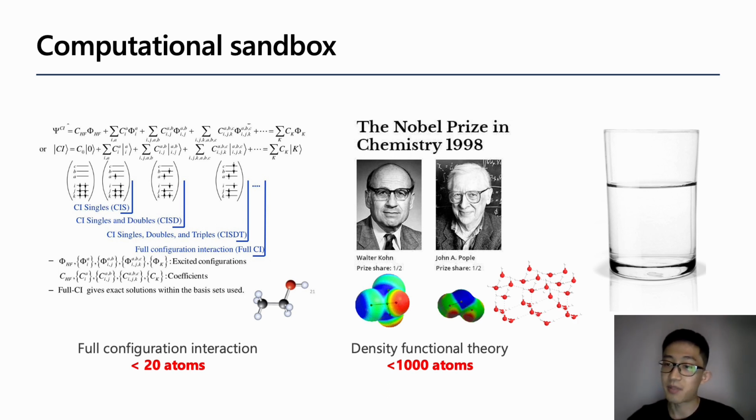However, something cool happened last century. These two guys named Kohn and Pople developed an approximation called density functional theory, or DFT, saying that instead of solving for wave functions, we can actually deal with electron densities. So this tremendously lowered the computational cost. Nowadays, using DFT, we can routinely solve for systems with thousands of atoms. If we combine that with periodic boundary conditions, we can actually simulate a lot of things, including this bulk water.